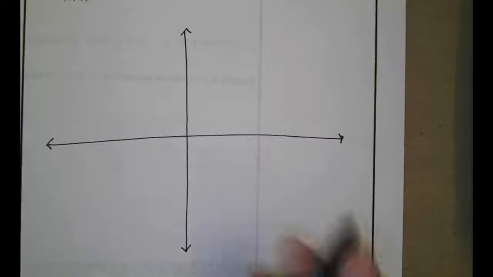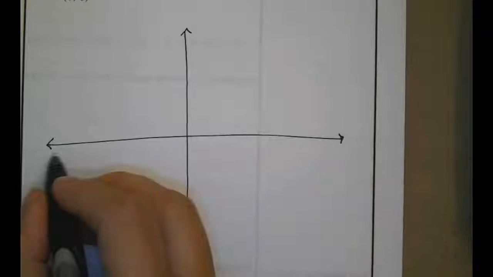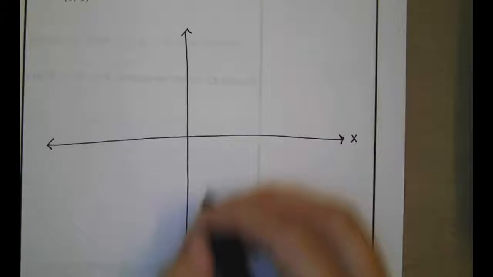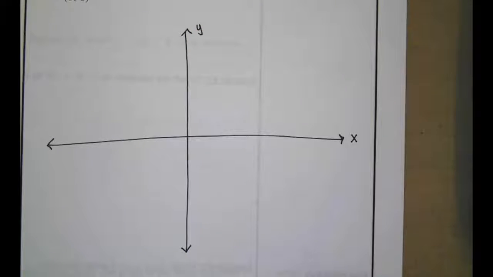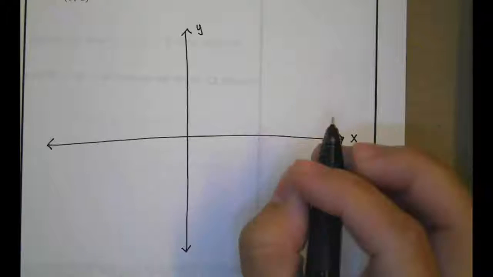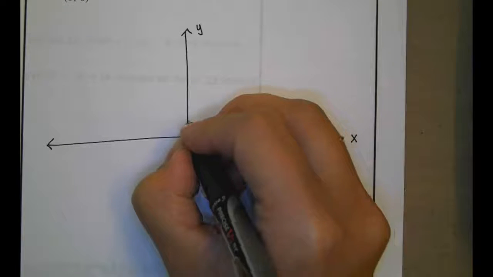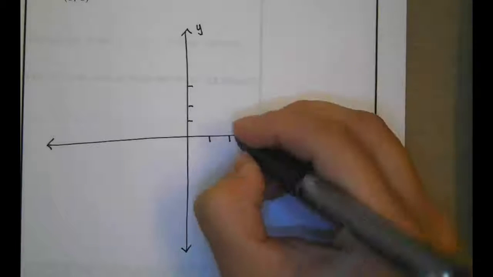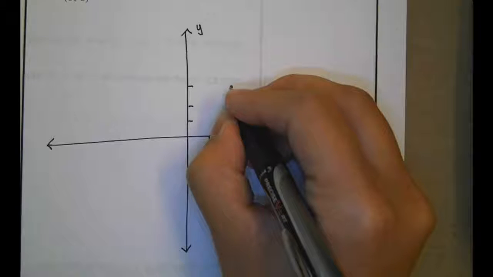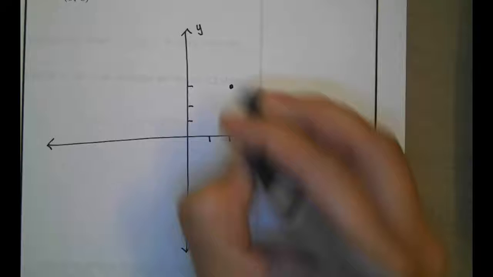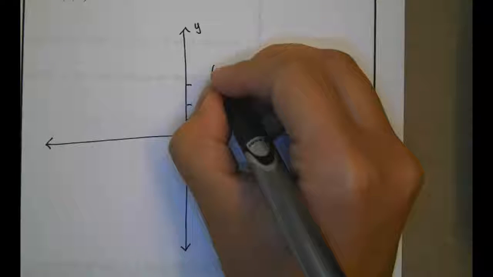On a coordinate plane, the horizontal axis is called the x-axis, and the vertical axis is called the y-axis. So if my first point is 2, 3, I'm going to draw 2 points along the x-axis and 3 points along the y-axis. This is the point 2, 3 because it's lined up with 2 on the x-axis and 3 on the y-axis.